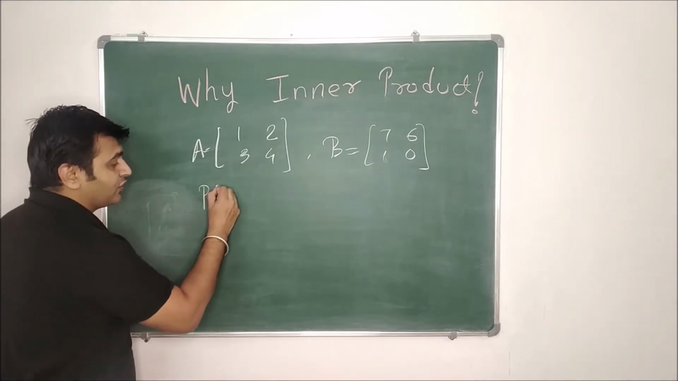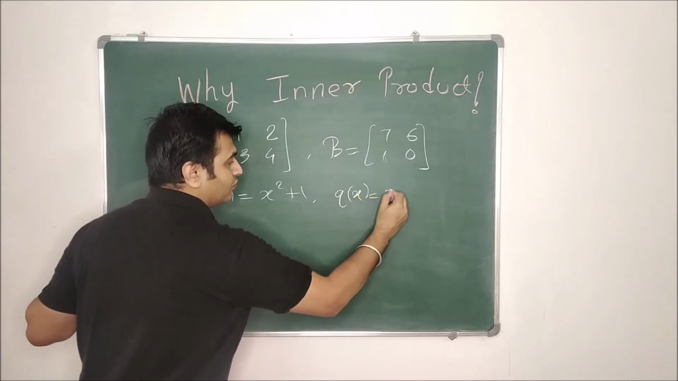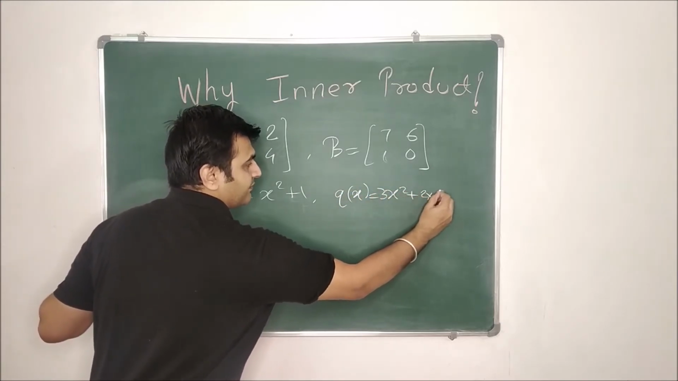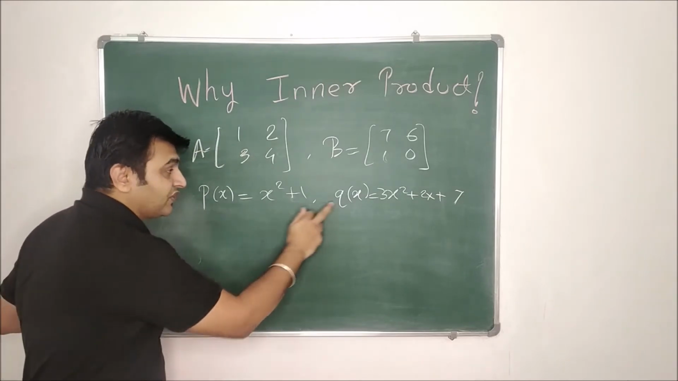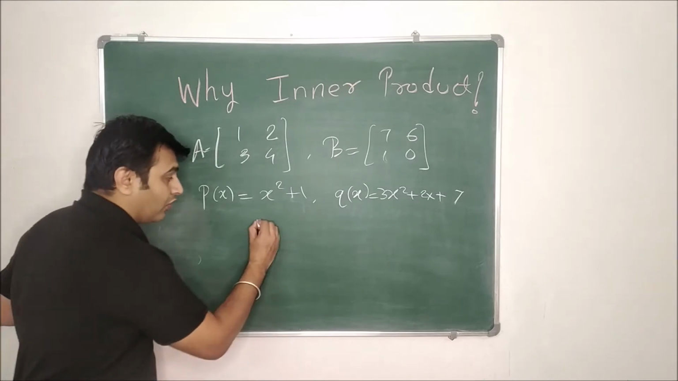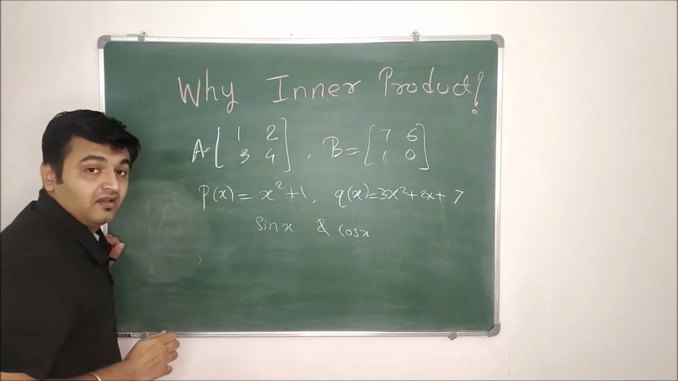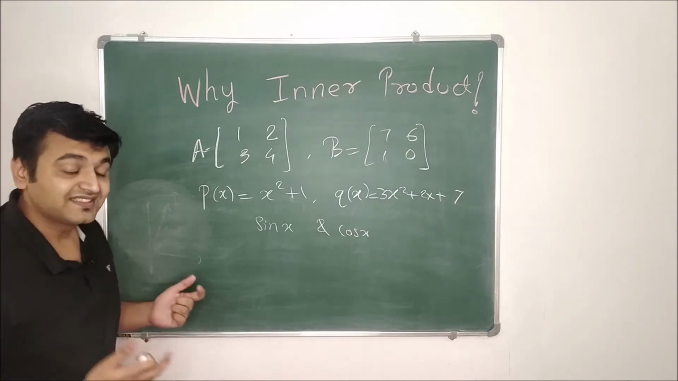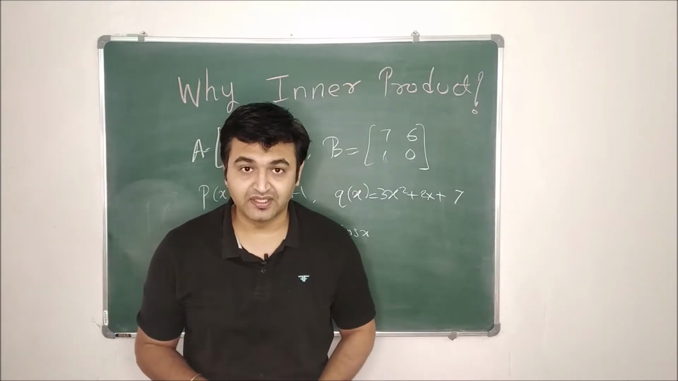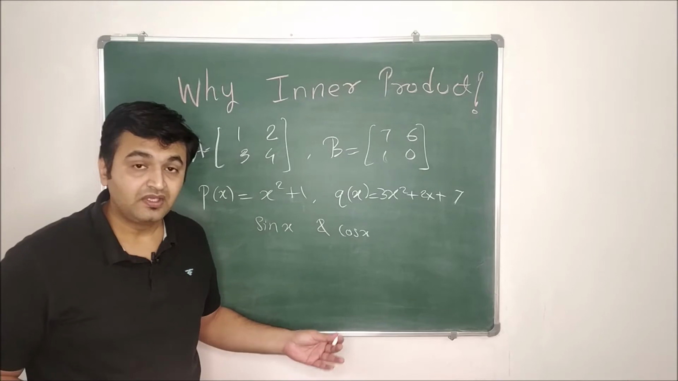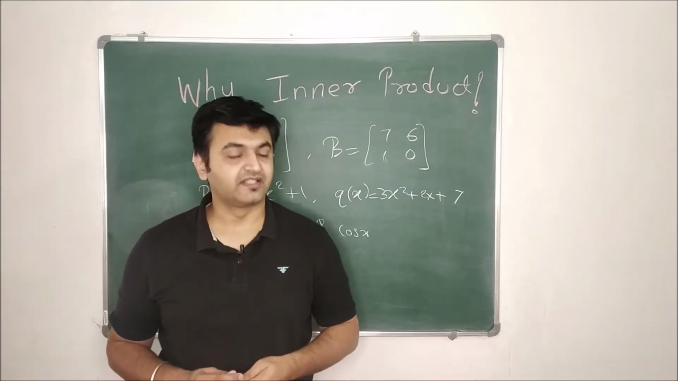Or suppose I give you a polynomial, say p of x equal to x square plus 1 and q of x equal to 3x square plus 2x plus 7. And now if I ask you what is the angle between p of x and q of x, these two polynomials, or what is the angle between say sin x and cos x. So does this question even make sense? That's the first thing you should ask me. What is the answer? That's a different story. But the questions I'm asking you, do they even make sense? The answer is yes, because you have studied vector spaces.